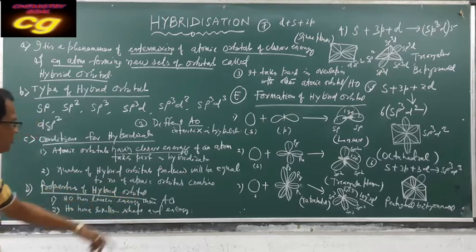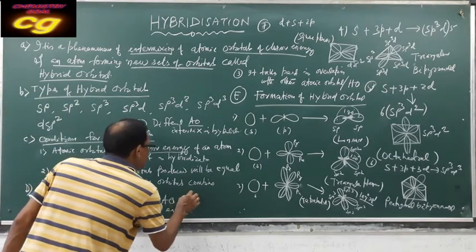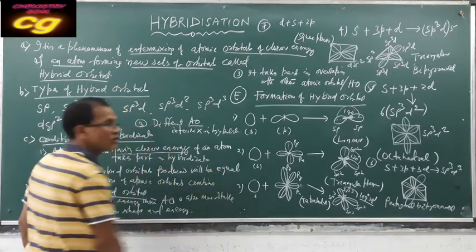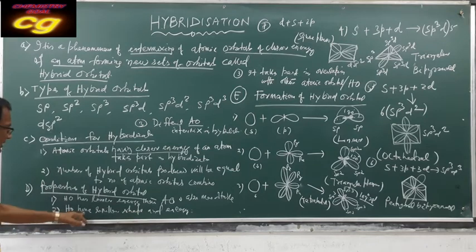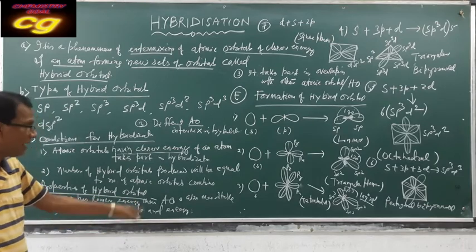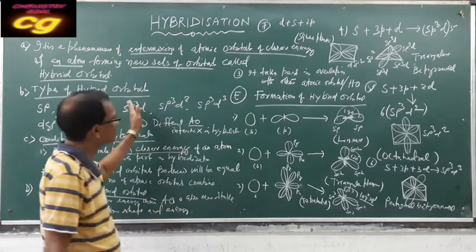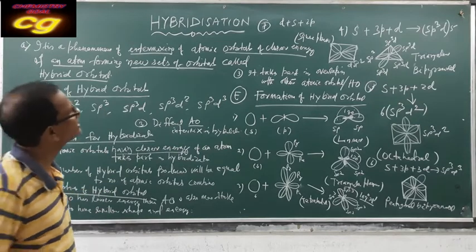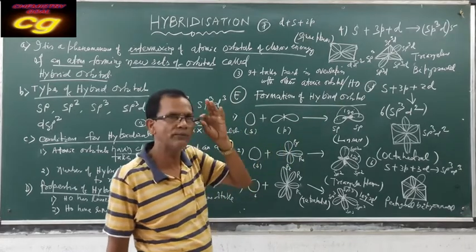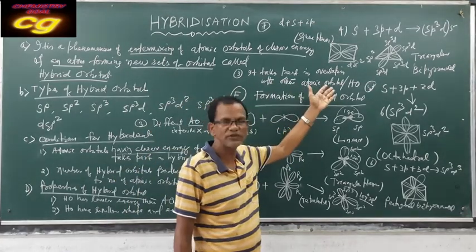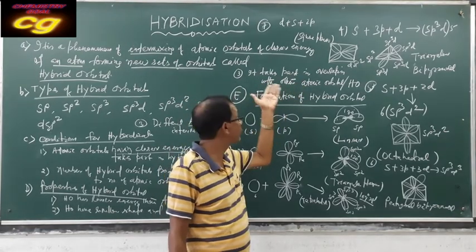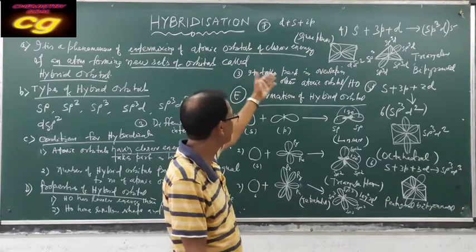Hybrid orbitals have lower energy than atomic orbitals and are also more stable than atomic orbitals. Hybrid orbitals have similar shape and energy. Okay, so these are the properties of hybrid orbitals. Then they take part in overlapping with other atomic orbitals during the formation of a covalent bond. Mainly hybrid orbitals take part in the formation of sigma bonds.